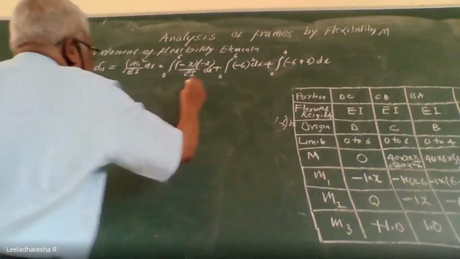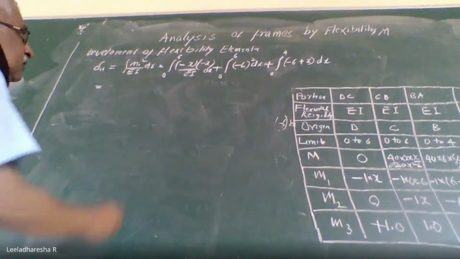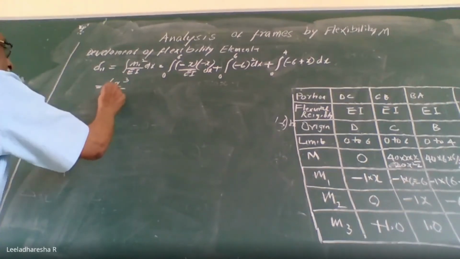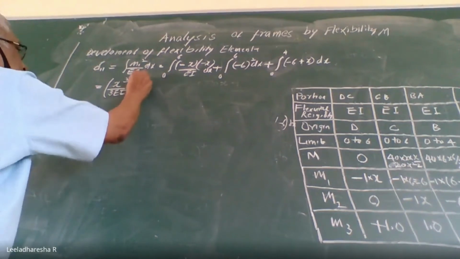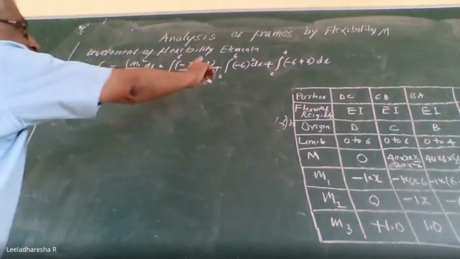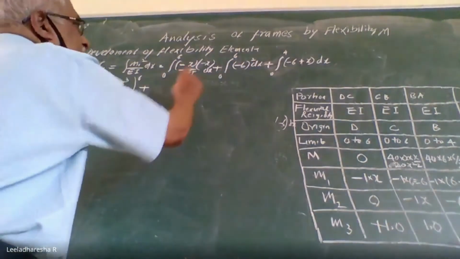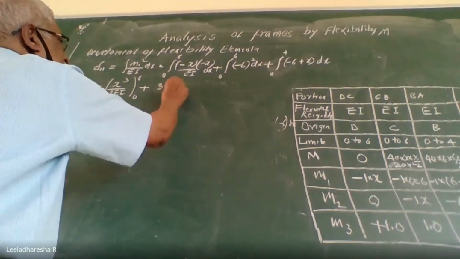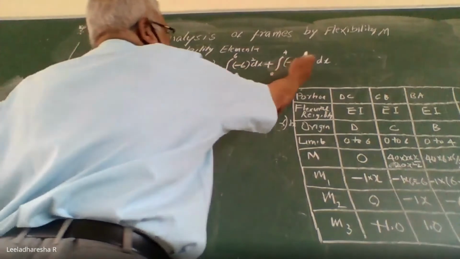So now you can simplify this particular equation. Minus x into minus x will be plus x square. So x cubed divided by 3EI, between the limits 0 to 6, plus the second portion, minus 6 into minus 6 will be plus 36. Integration of dx is x. So I can say 36x between the limits 0 to 6. You can split this into two parts.